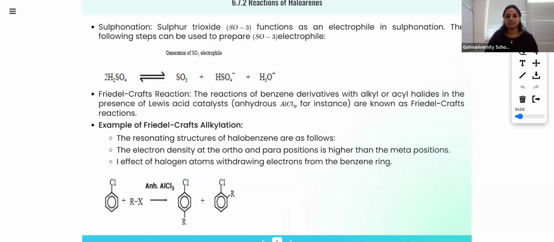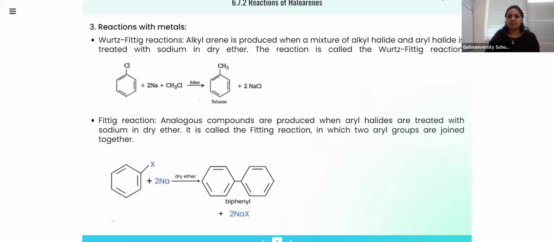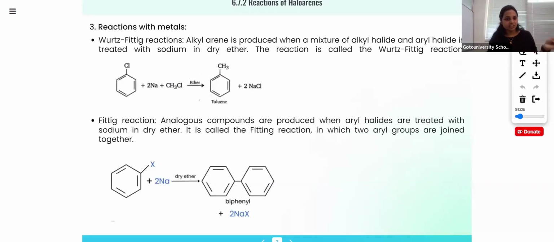Okay, now the reaction with metal. We discussed the Wurtz reaction in the case of normal haloalkane. So this is the Wurtz-Fittig reaction. Here the haloarene and haloalkane are there. With sodium, we are producing toluene, that is, the alkyl group is introduced at this position. We are getting the compound. So the Wurtz-Fittig reaction is a combination of the Wurtz and Fittig reactions. What is the Fittig reaction? Here the haloarene on reaction with sodium produces the hydrocarbon biphenyl. Okay, the mechanism is not required, but you have to know the reaction properly.